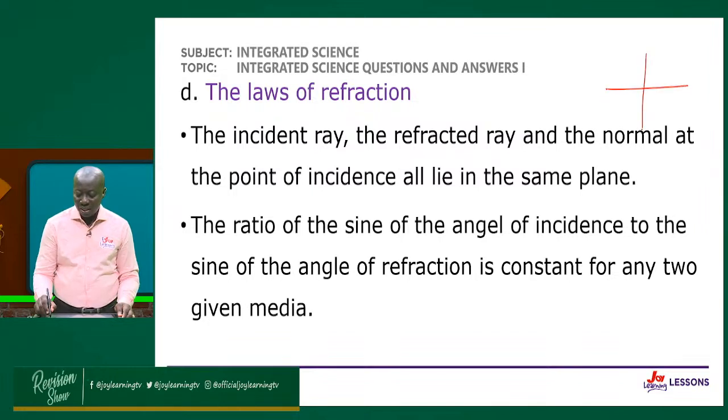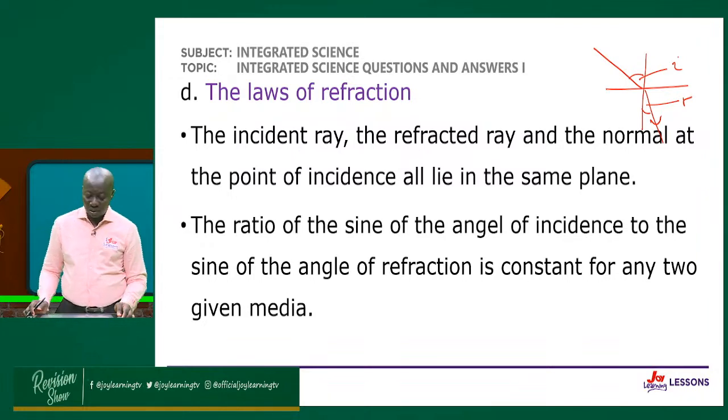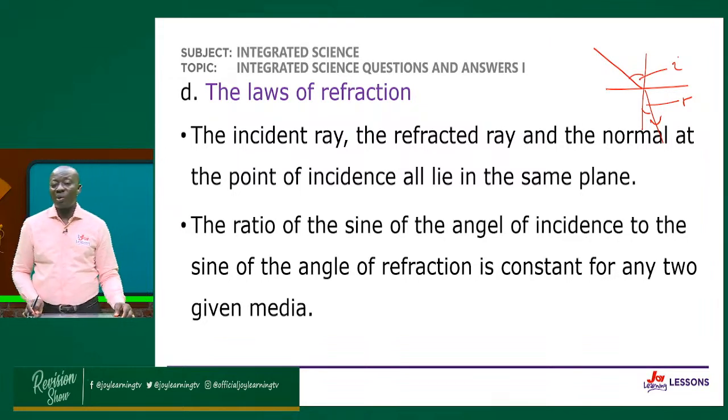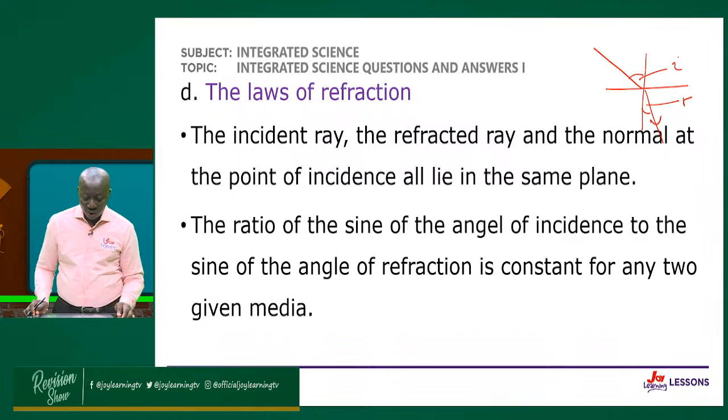So we'll look at it again here. We have this and we have that. The angle between the incident ray and the normal is called the angle of incidence, and the angle between the refracted ray and the same normal is called the what? The angle of refraction. So the law says that the ratio of the sine of the angle of incidence to the sine of the angle of refraction is always constant for any two given media. Well, that is what we call the refractive index.